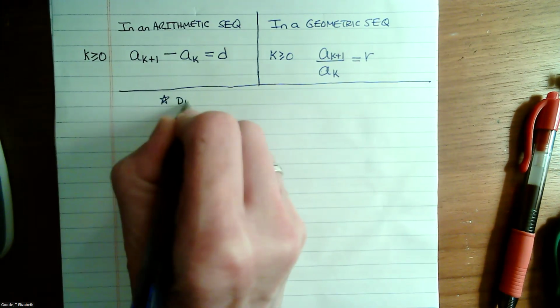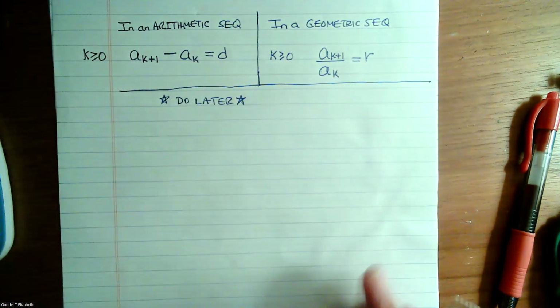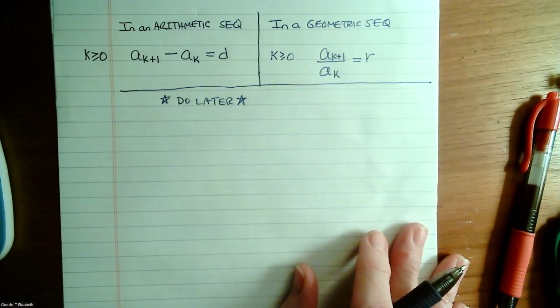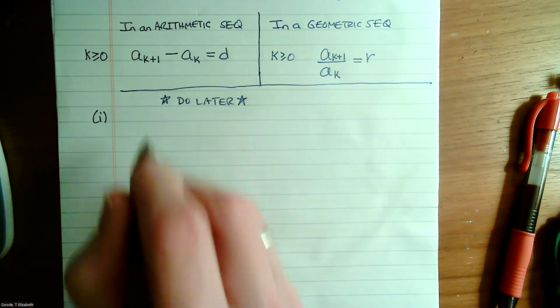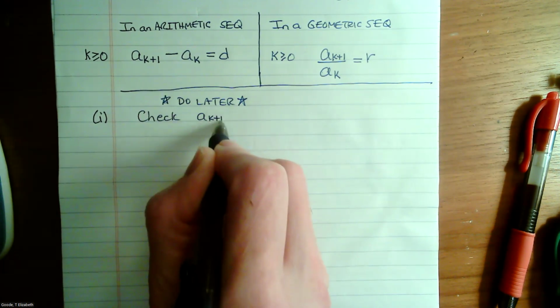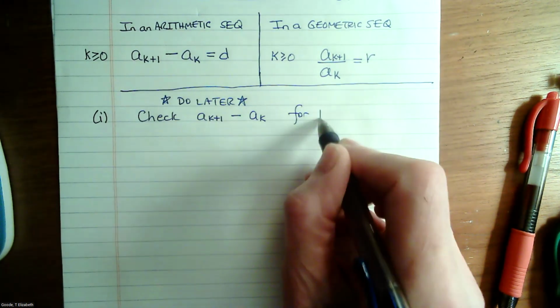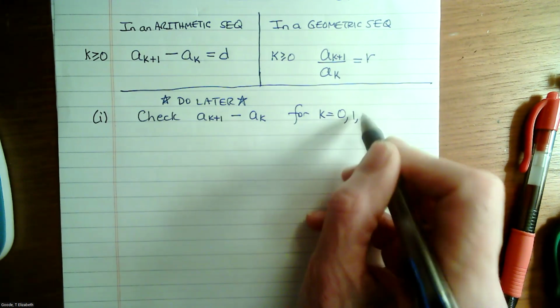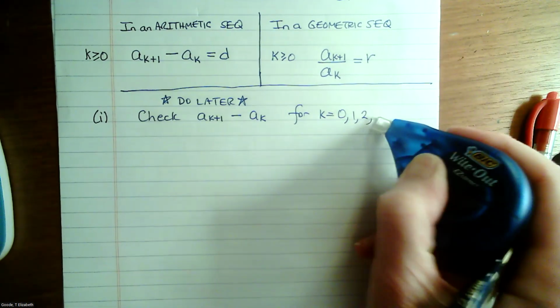So here's a Do Later, which can help you figure out if a particular sequence really is geometric or arithmetic. For part 1, check a sub k plus 1 minus a sub k for k equals 0, 1, 2. That's enough for 0, 1, and 2.